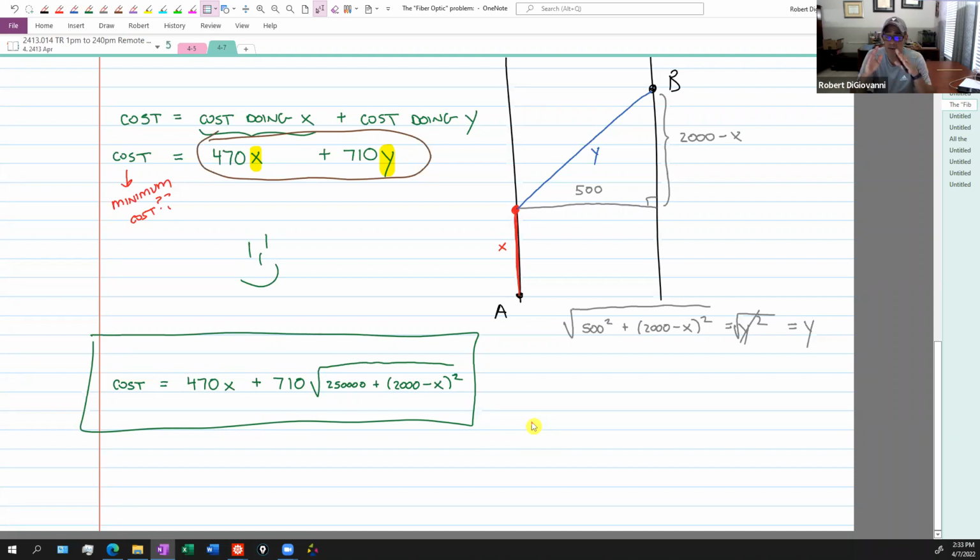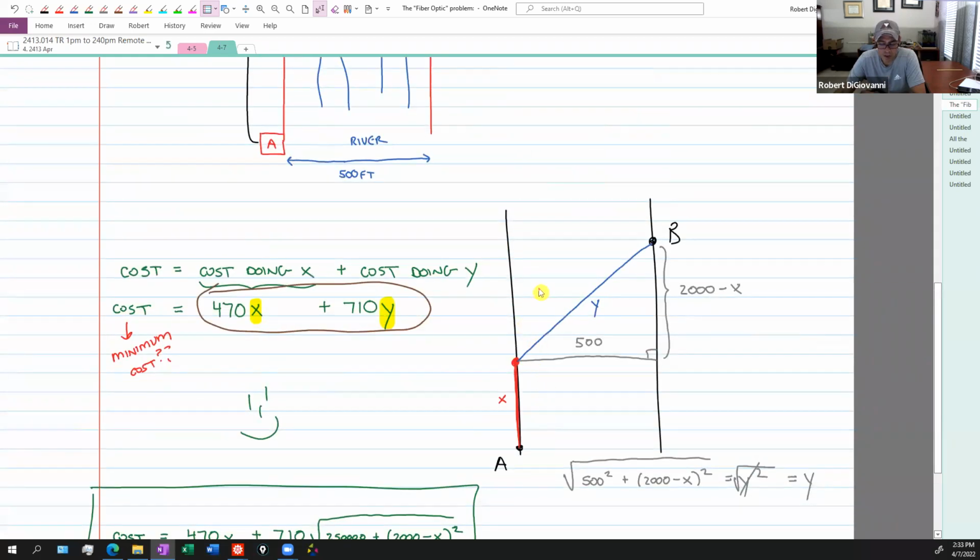I need to talk about the domain. Because remember, today is about trying to find the absolute maximum of a continuous function on a closed interval, right? We had to have a restriction on x. By looking at this picture, do you have a restriction on the smallest x can be and the biggest x can be? What are they?